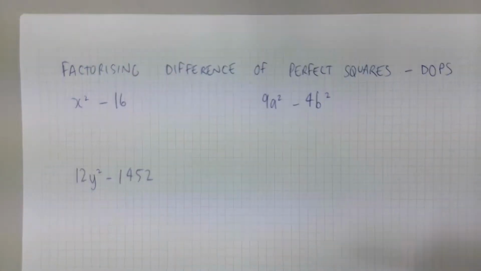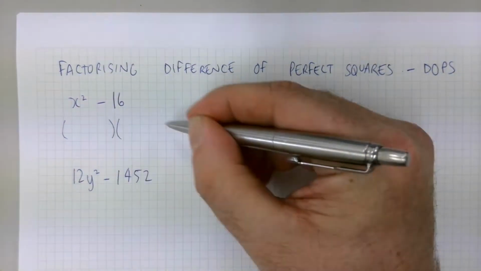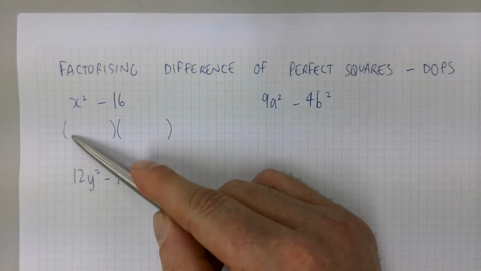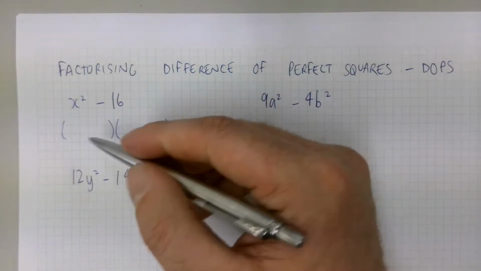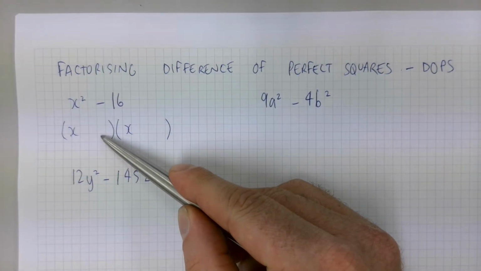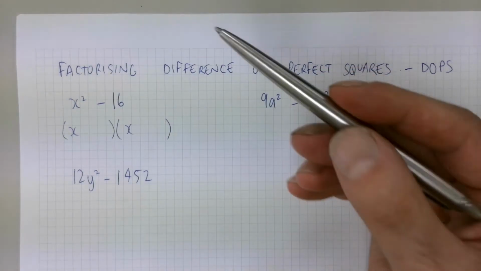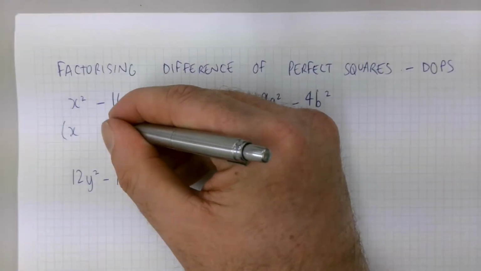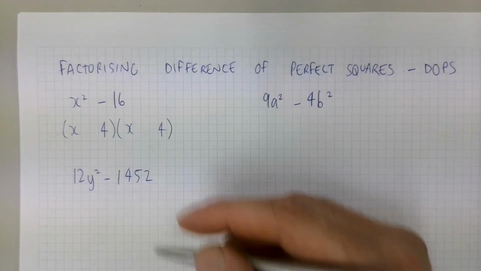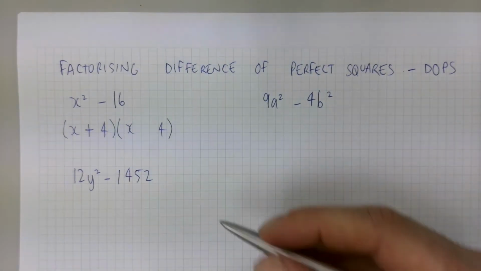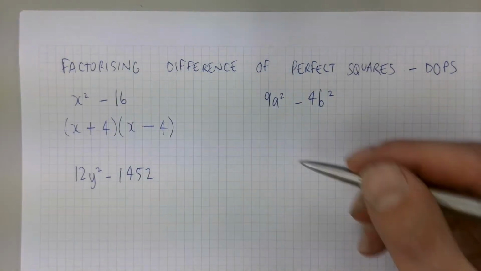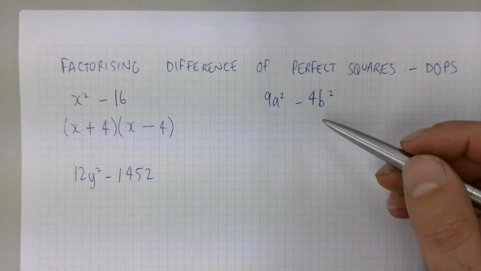Okay, 16 is a square number, x squared is a square term, it's x times x, and they're separated by a subtraction sign. So it's the difference of these 2 perfect squares. So to factorise this, what you need to do is set up 2 sets of brackets, okay, and then basically at the front of the brackets goes the square root of the first term, so the square root of x squared is just x, and then at the back of the brackets goes the square root of the second term, which in this case, 4 times 4 gives me 16. So the square root of 16 is 4. And then inside each bracket, separate those two terms by a plus and a subtraction sign. Okay, pretty straightforward.